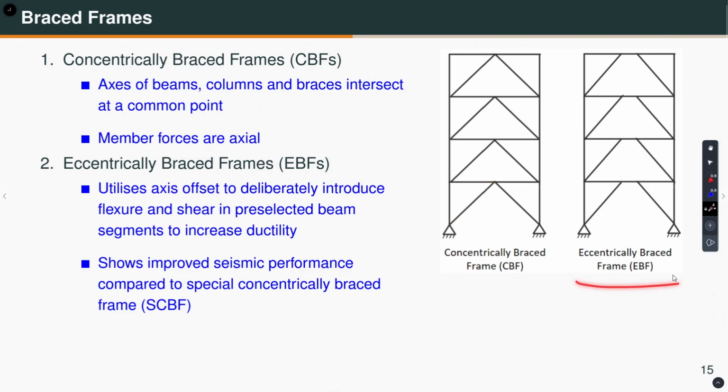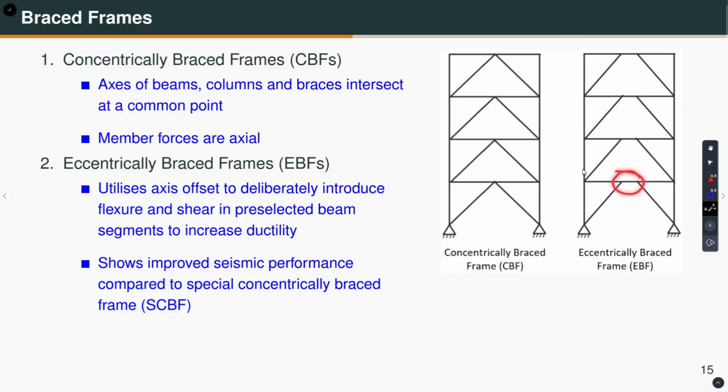In the eccentrically braced frame, deliberately you create eccentricities. You see this and this are not meeting at the same point. So, you create a link, a horizontal link which is subjected to shear force, axial force as well as bending moment. And this link is appropriately designed to undergo inelastic deformation and give you ductility. Therefore, this EBF shows improved seismic performance over concentrically braced frames.